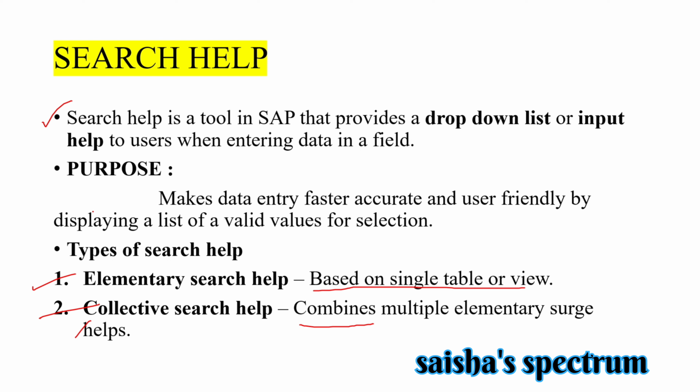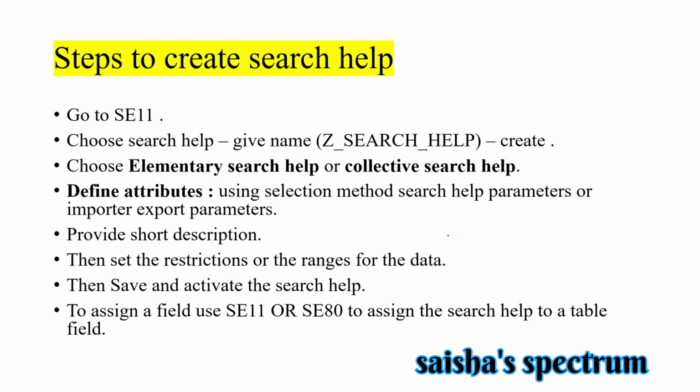So the purpose of search help is it makes data entry faster, accurate and user friendly by displaying a list of valid values for a selection. So now let us see the different steps to create a search help.